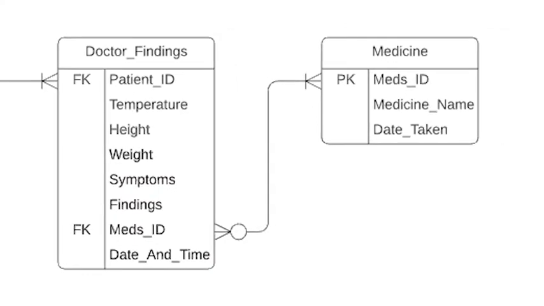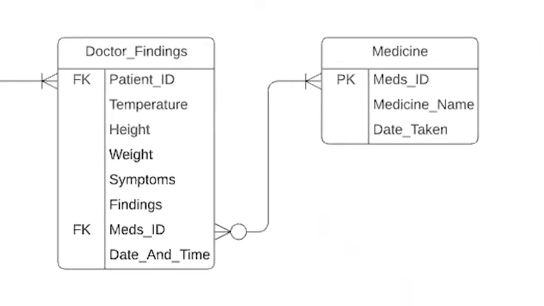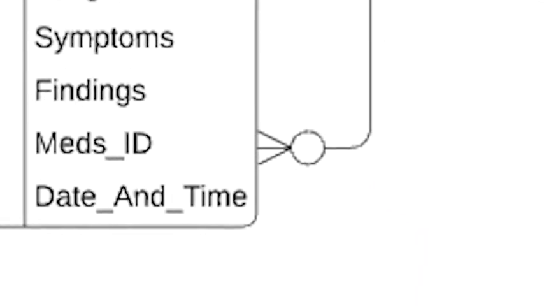So the relationship between the doctor findings to medicine is going to be a minimum of one and a maximum of many. Because for every medicine there should be at least one doctor finding and many doctor findings. Lastly, the relationship between medicine to doctor findings is 0 or many. Because not every doctor finding has a medicine recommended. Like not every checkup of the patient should there be a medicine given.